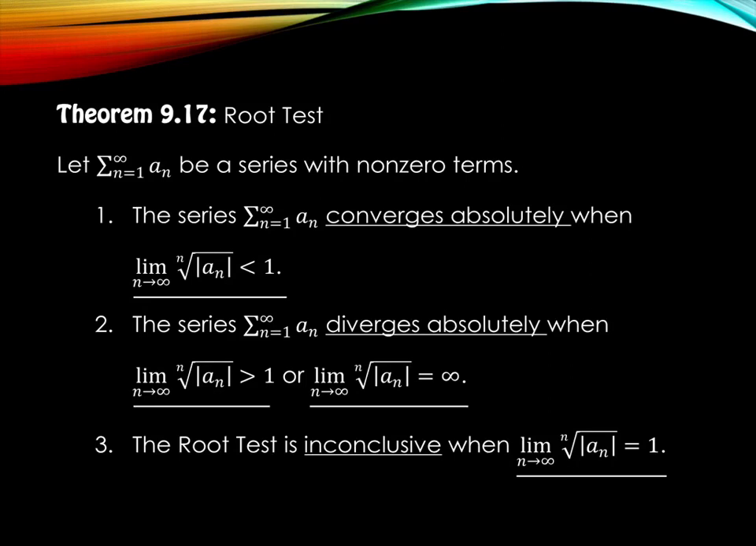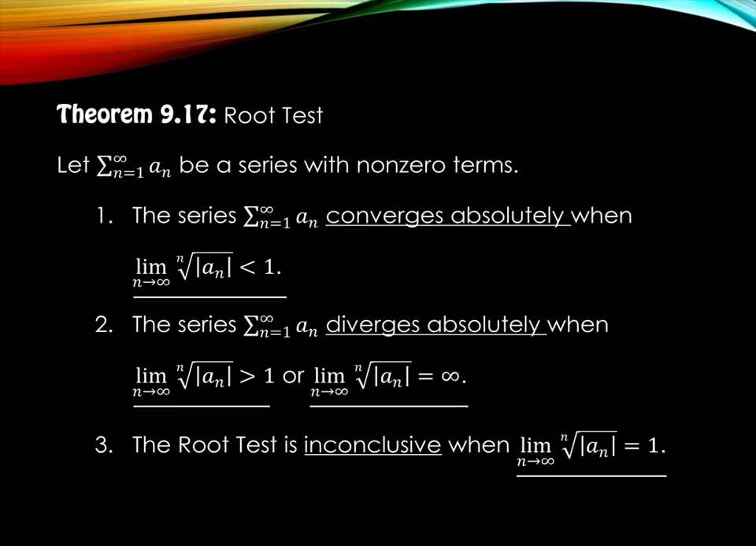Some of the pieces of this look just like the ratio test. You notice at the end of every line it tells you is less than 1, it's greater than 1, is equal to 1, right? Those pieces are all the same. You notice it talks about converging absolutely, diverging absolutely, and being inconclusive. Those pieces are all the same. So the part that's different is that instead of taking the ratio of a sub n plus 1 over a sub n, we're taking the nth root of a sub n. And we're using absolute value of a sub n to be clear.